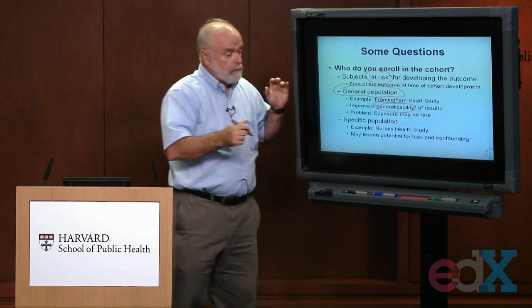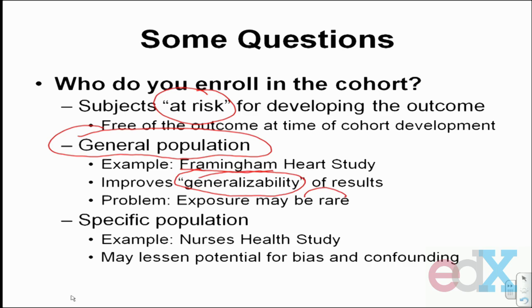So if you take a general population, it might happen that if your exposure in general is rare, people tend not to have this exposure, that you might have lots of people in your cohort study, but very few people who are exposed. So sometimes, especially when you want to study a rare exposure, a general population might not be the best source to take a representative sample to enroll in your cohort study. It might be better to go out and find a group of people who are more likely to have that exposure, a higher prevalence of exposure.